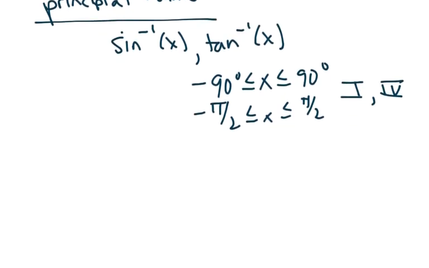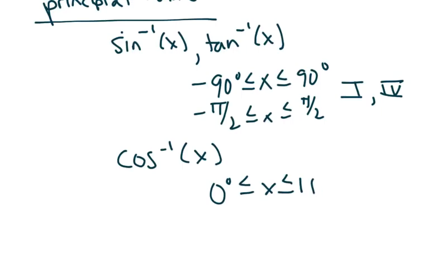Inverse cosines, however, in the graphing calculator, will give you an answer between 0 and 180 degrees, which in radians is 0 and pi, which is an answer in quadrant 1 or 2.